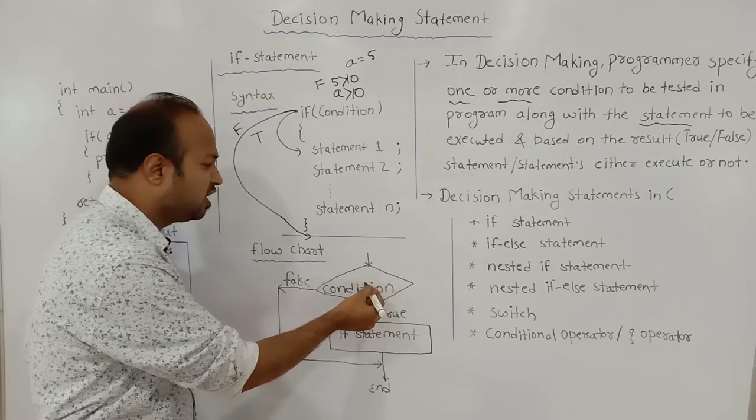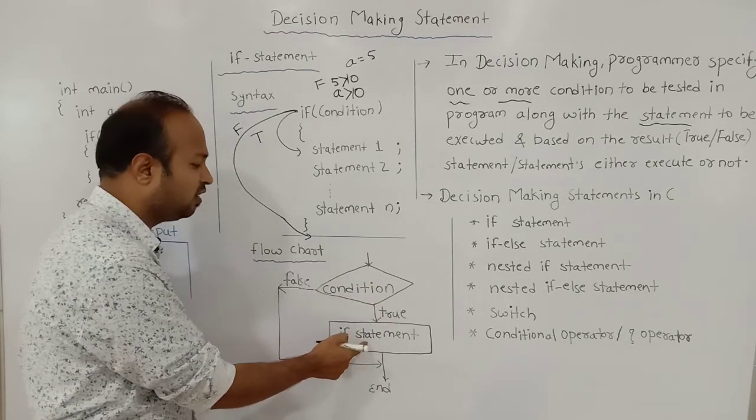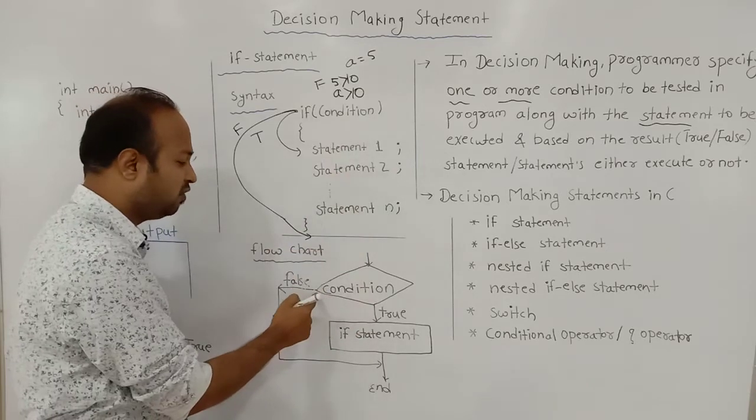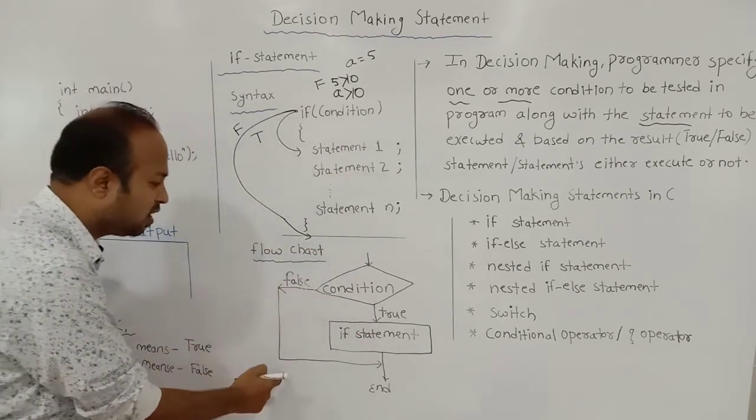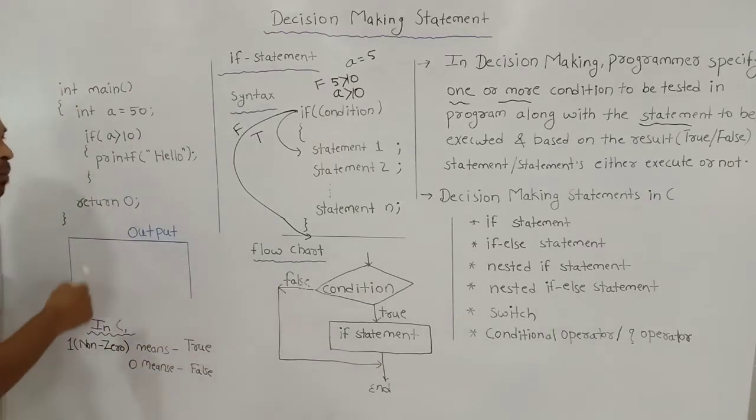And this is the flow chart of if. First of all, we will check the condition. If the condition is true, then we will move inside the if, and the if statements will execute. And if the condition is false, then we jump after the if block. So now check one example. With an example, we can easily understand the concept of the if block.